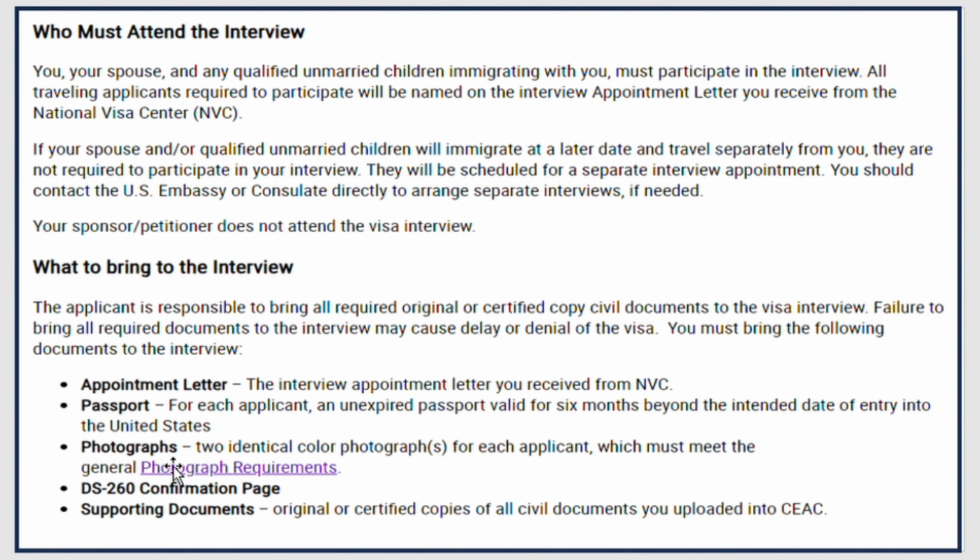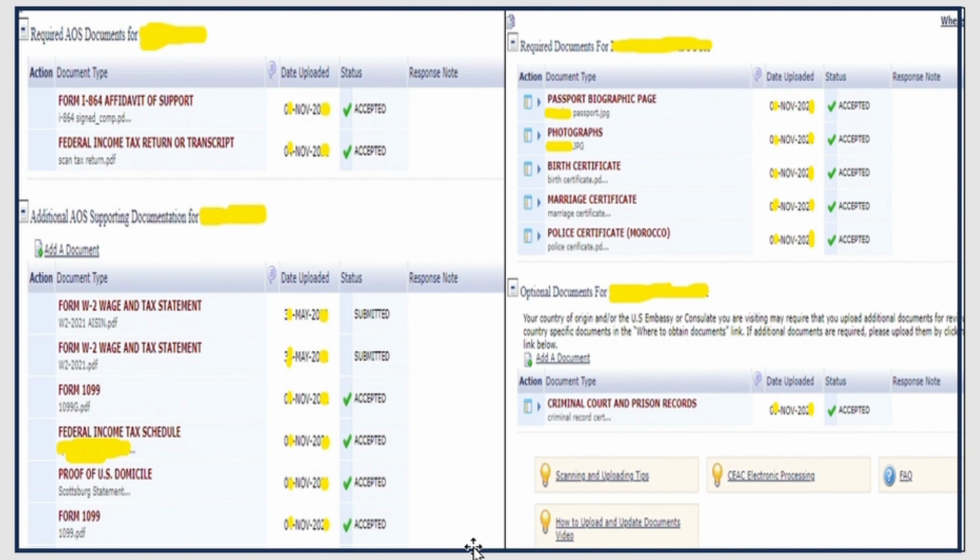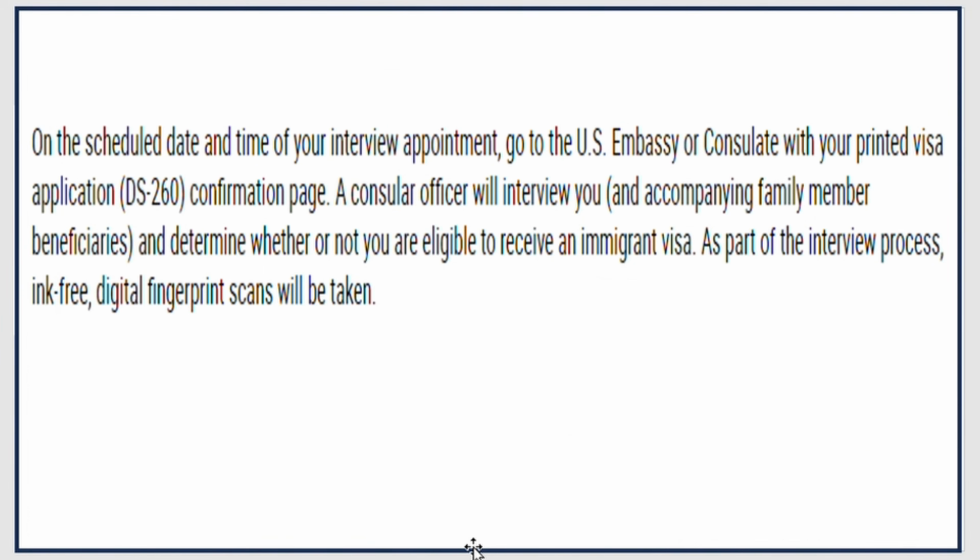This is what you need for the interview: appointment letter, passport, photographs, this DS-260 confirmation page, and supporting documents. Now, as you can see right here, all of them are accepted. I'm not going to go through this one. So at the scheduled date and time of your interview appointment, you go to your consulate where you will have the interview, and the consular officer will interview you and ask you some basic questions about your case. If you answer them correctly and if everything is right, he will issue the visa.